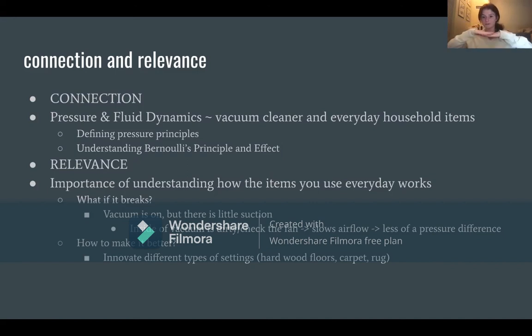Whereas on a hardwood floor, it's very flat, so you don't actually need that much suction to bring the particles up because it's closer. It's very important to understand how this works because if it breaks, you can fix it or try to understand why it's broken, but also you can see how to make it better. Innovations like different settings on your vacuum can make a vacuum cleaner better.